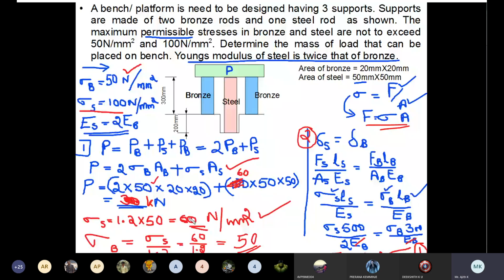Actual sigma S will be 60. You can also calculate what is sigma B using this 60. Obviously, you have to get same answer. You will get 50 only. And substitute this 50 and 60 in previous equation, force equation or load equation. You will get a maximum load that can be placed on this platform.